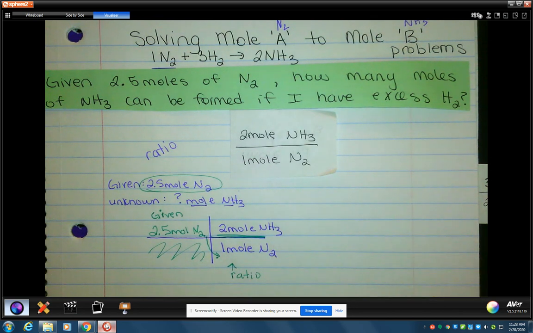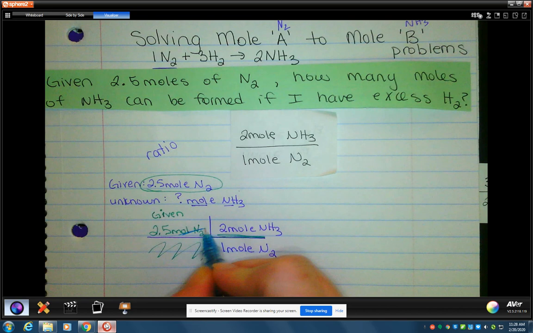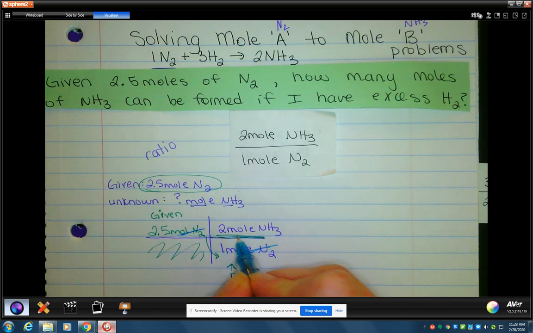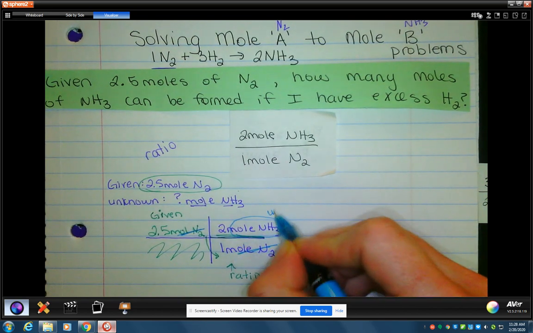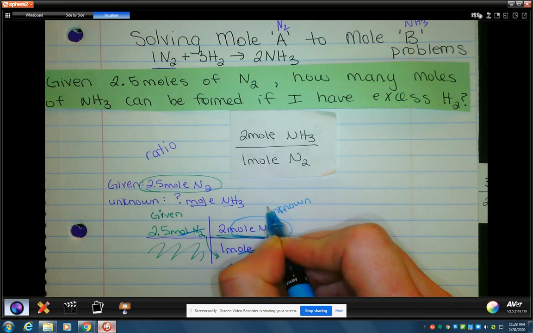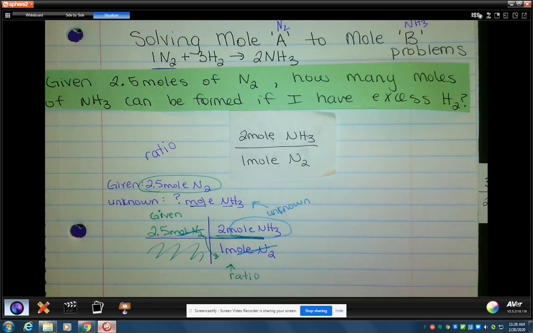The way to check your work as you go is you cancel those units. If it's diagonal, it cancels. And right here should be our unknown. It should match. And it does. So we know that we're done. And then we pick up a calculator.